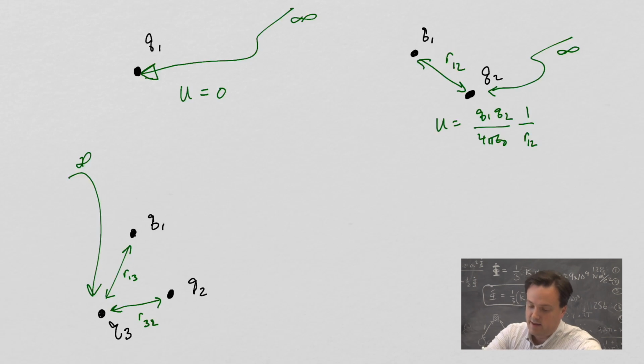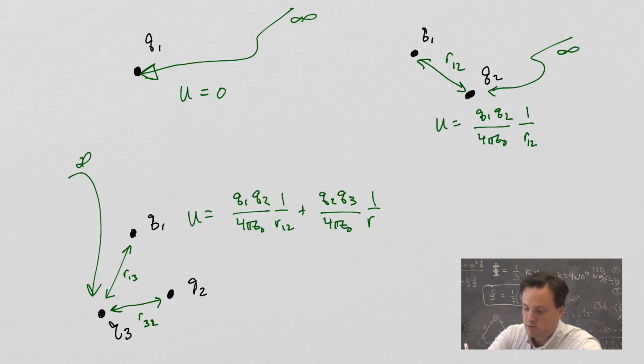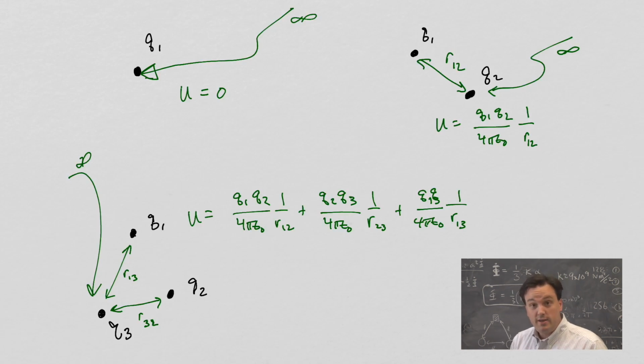And so then the final energy in this case is going to be Q1, Q2 over 4 pi epsilon naught, 1 over R12, plus I have all of these combinations here: Q2, Q3 over 4 pi epsilon naught, 1 over R23, plus, let's see, I have 1,2, 2,3, I need 1,3 over 4 pi epsilon naught, 1 over R13. Right? And so you can see every charge I add in has to care about all of the other charges involved.